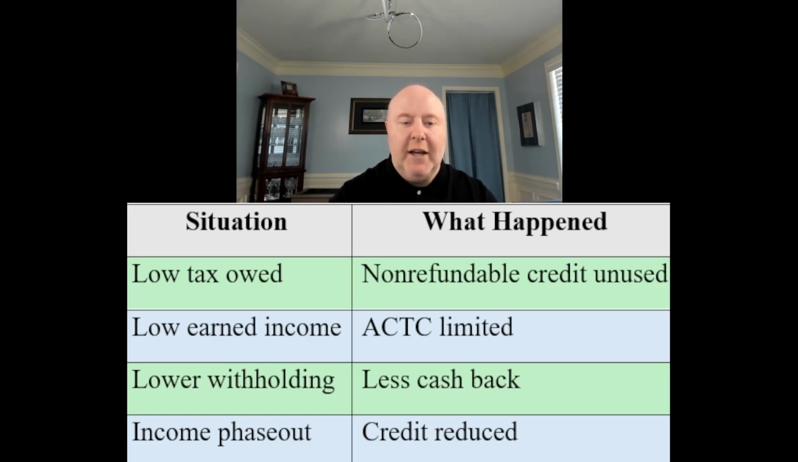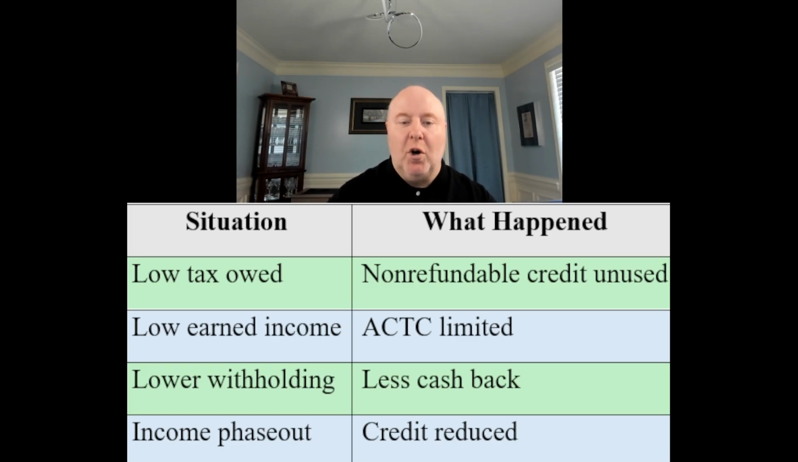Another issue is going to be lower earned income. Remember, when we're looking at the additional child tax credit, it phases in. You needed that $2,500, and then it's going to be 15% over the excess of the $2,500 up to the maximum amount that we can do. In this situation, maybe you didn't have as much earned income as you did in the past, so you're not getting as much of the refundable portion of your child tax credit as you had in previous years. So that could account for some of the issues.